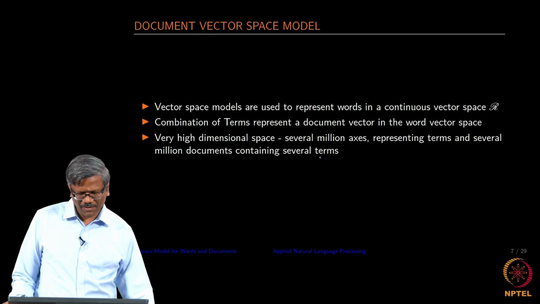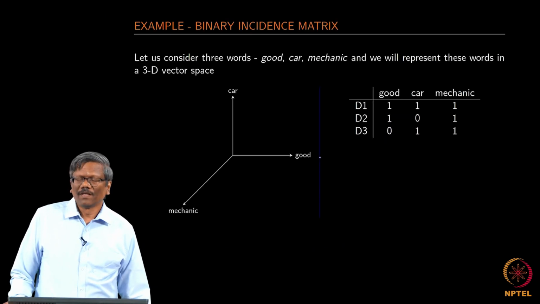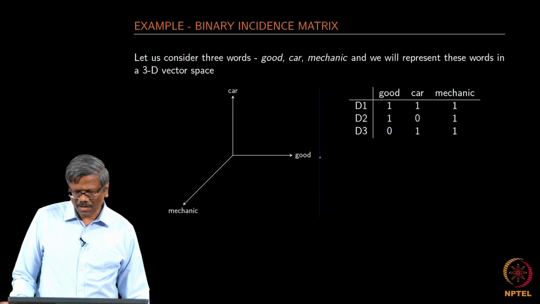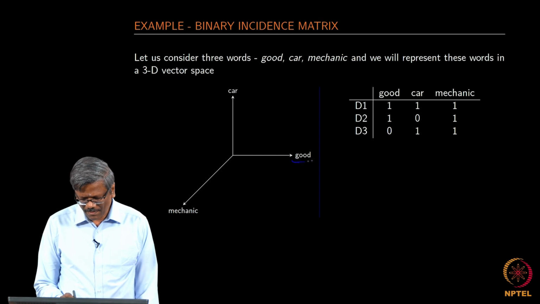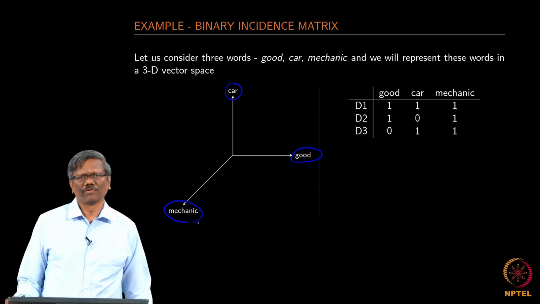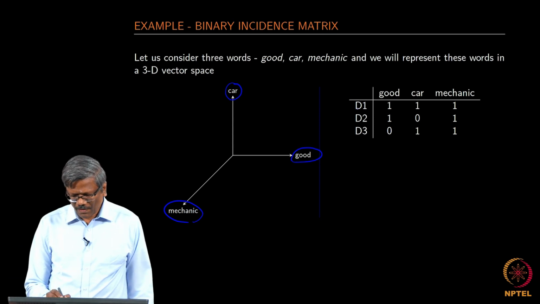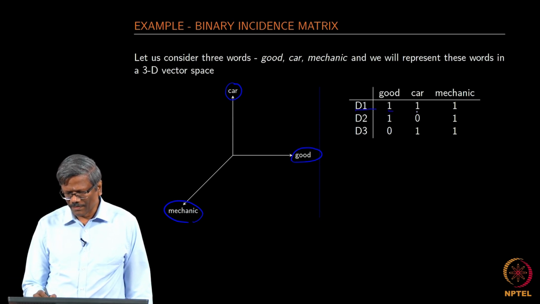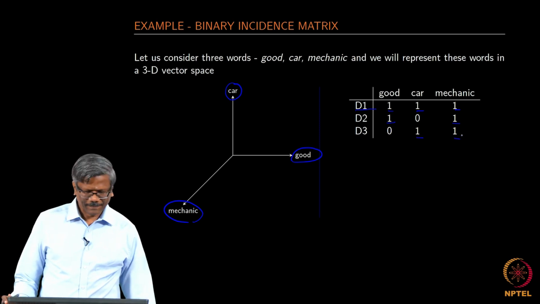So, what I am going to do is take a simple example where there are only 3 documents, and these 3 documents contain the words car, good and mechanic. Okay. That means good is represented on this axis, car on the usual y axis, and mechanic on the usual z axis. And we have 3 documents here. Document 1 contains all 3 words, document 2 contains only good and mechanic, and document 3 contains car and mechanic.